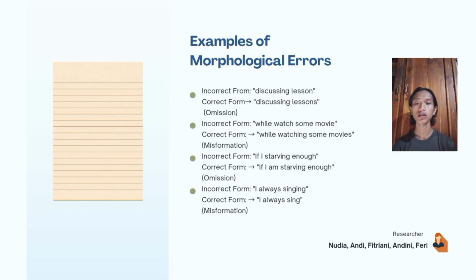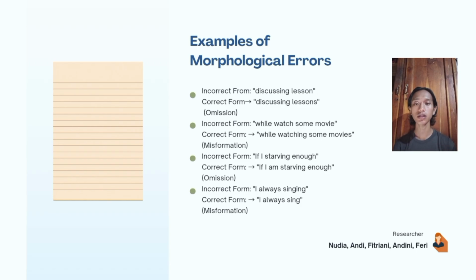The third example, "if I starving enough." The correct form is "if I am starving enough." The auxiliary verb am is missing, which makes the sentence grammatically incorrect. Again, this is an omission error.